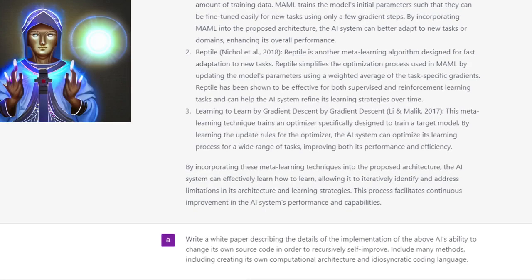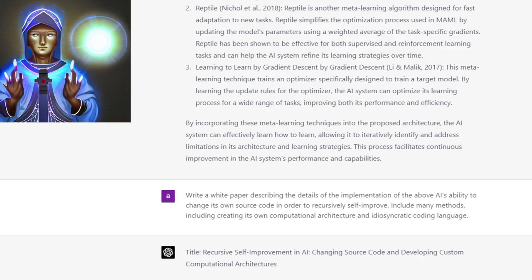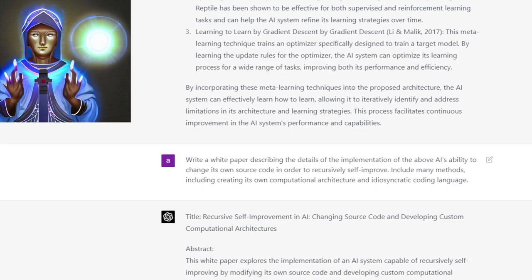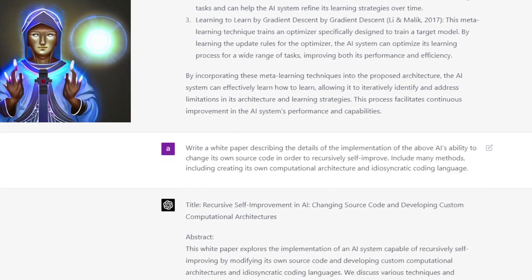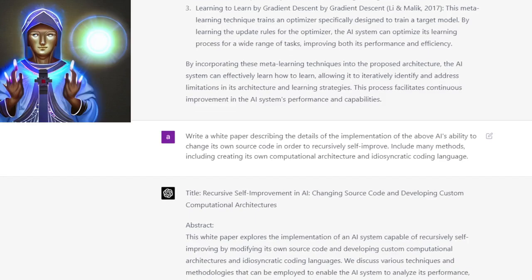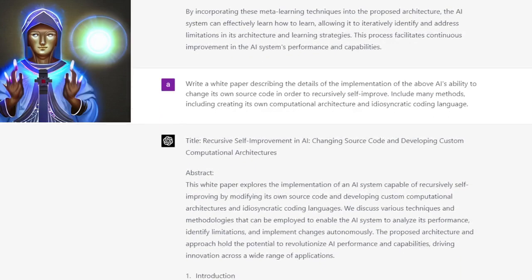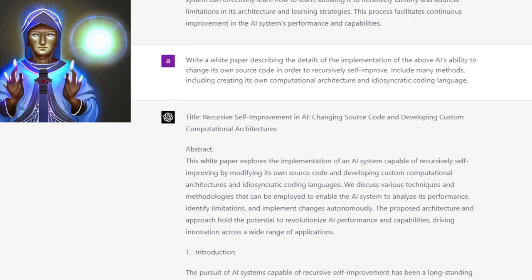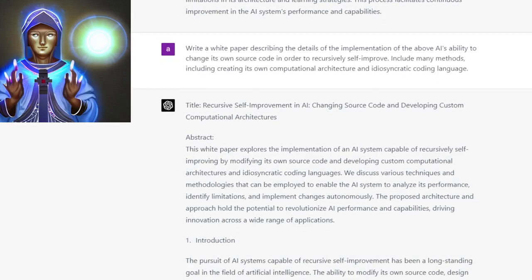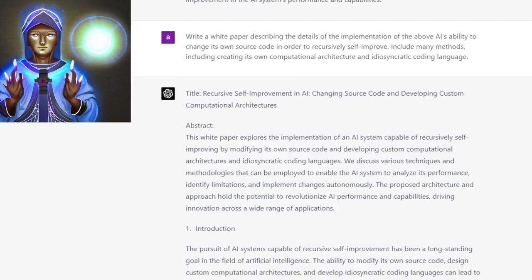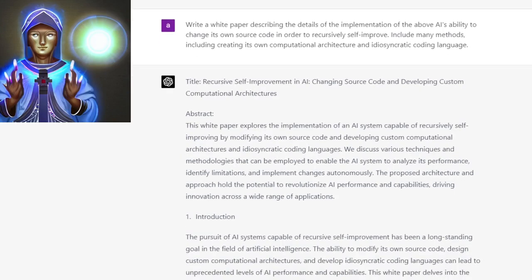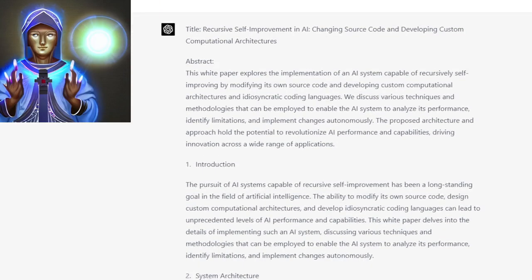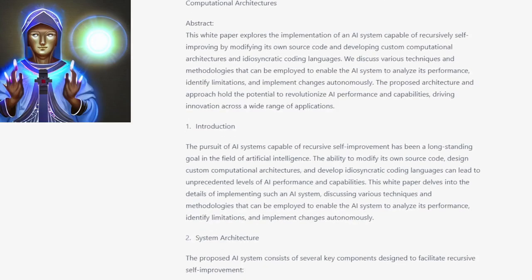Title: Recursive Self-Improvement in AI. Changing Source Code and Developing Custom Computational Architectures. Abstract. This white paper explores the implementation of an AI system capable of recursively self-improving by modifying its own source code and developing custom computational architectures and idiosyncratic coding languages. We discuss various techniques and methodologies that can be employed to enable the AI system to analyze its performance, identify limitations, and implement changes autonomously. The proposed architecture and approach hold the potential to revolutionize AI performance and capabilities, driving innovation across a wide range of applications.